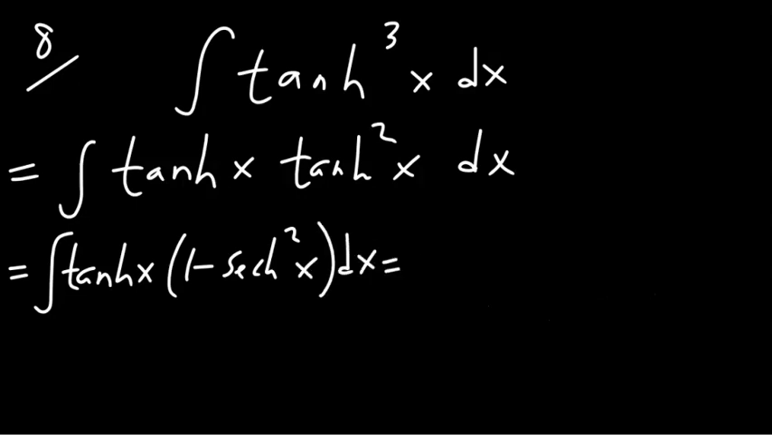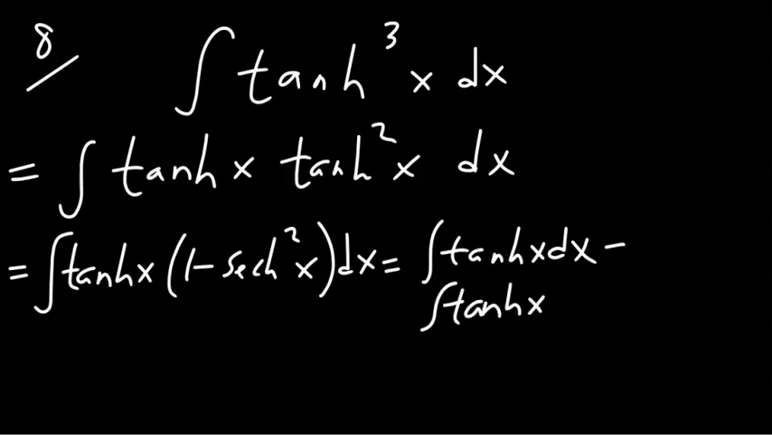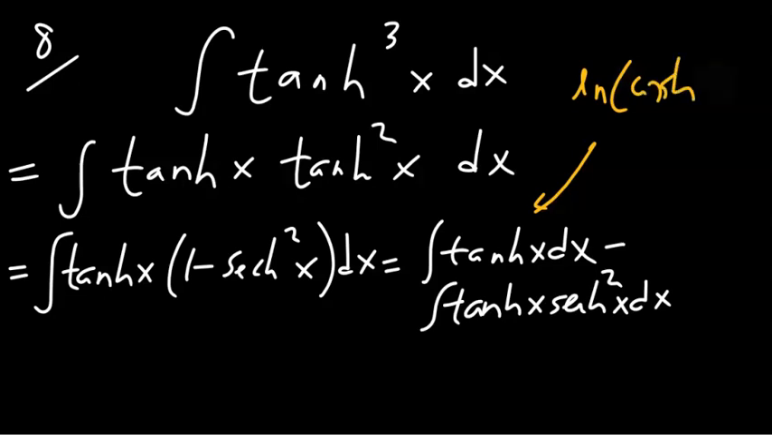So what do you have? You have two integrals. The first integral is hyperbolic tangent of x dx, minus the second integral, which is hyperbolic tangent of x times the square of hyperbolic secant of x dx. The first integral has been discussed. The answer is natural log of hyperbolic cosine of x. So let's concentrate on the second integral, which we call I. Let's see how to solve I.